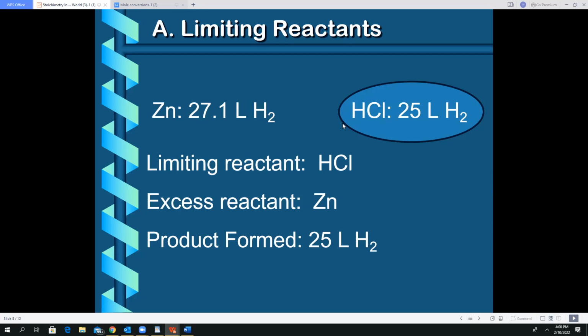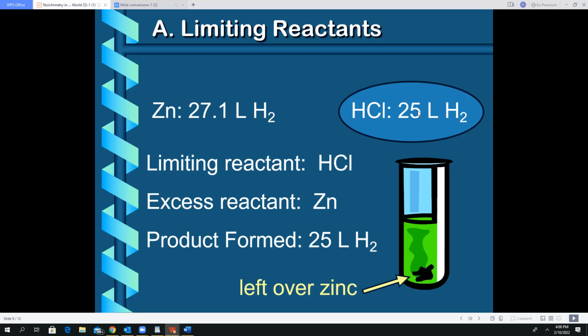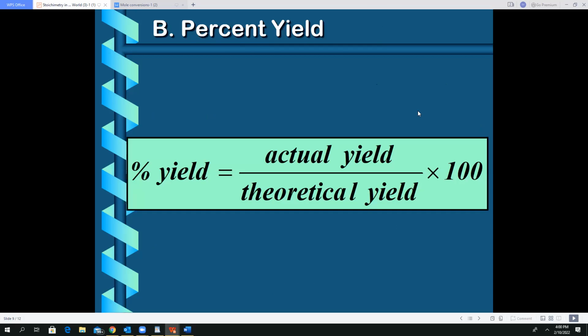All right. So that's the same concept right here. You have the zinc, which you have a lot of, and you have the hydrochloric acid, which you don't have enough of to finish the full reaction. So this one is how much you're going to make, period. You can't make more than that. All right. So you are going to have leftover zinc that is not going to be reacted. All right. Now here's another concept.